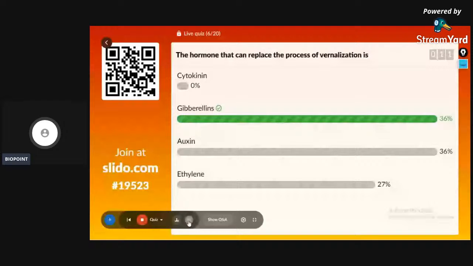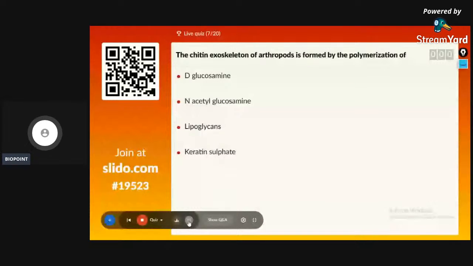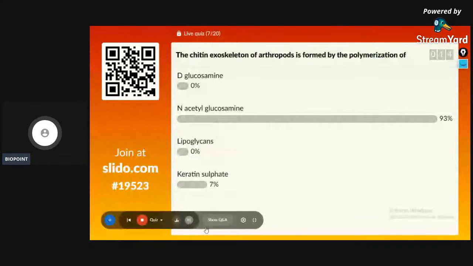Very easy question. The chitinous exoskeleton of arthropods is formed by the polymerization of D-glucosamine, N-acetylglucosamine, lipoglycans, or keratin sulfate. Tell me. The correct answer, N-acetylglucosamine. Eighth question on the screen.